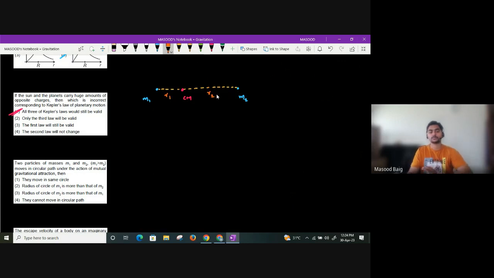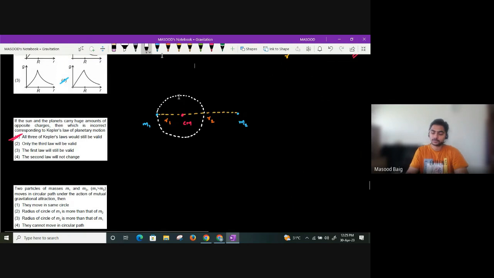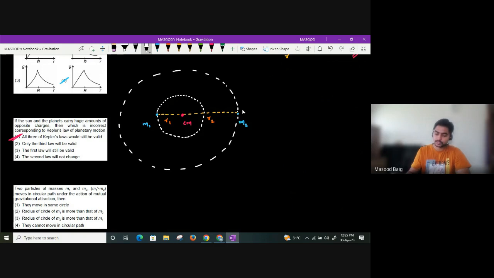So always remember, in this case the masses will be performing circular motion with center of mass as their center of the circle, guys. So m1 will perform circular motion in a circle of radius r1 and m2 will perform circular motion in a circle of radius r2, guys. So they are going to perform circular motion with center of mass as their center.